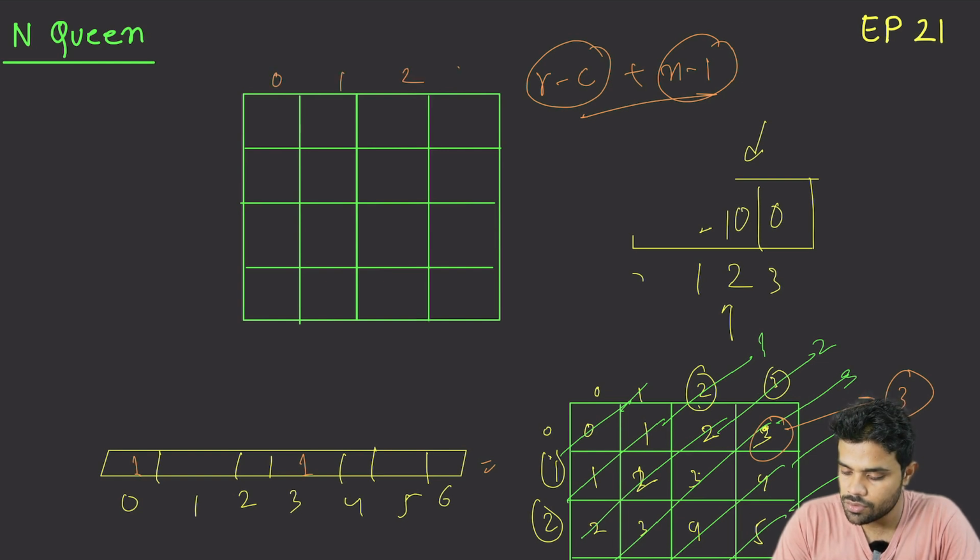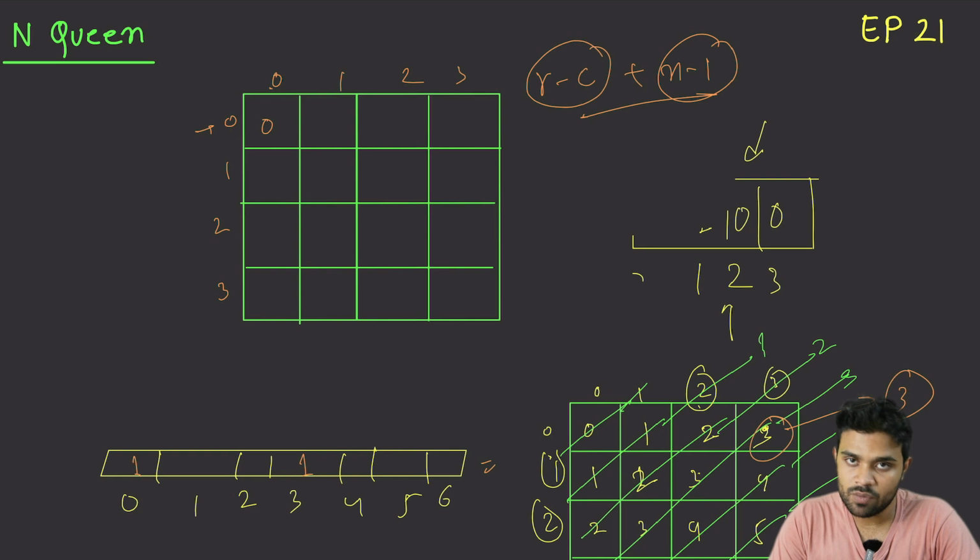0, 1, 2, 3, 0, 1, 2, 3. So this is the row, this is the column. Row minus column is equal to 0 plus n minus 1. And what is n minus 1? N minus 1 is 3. So it is going to be 3. Row minus column is minus 1 here: row is 0, column is 1, so it is minus 1. Minus 1 plus 3 is 2.